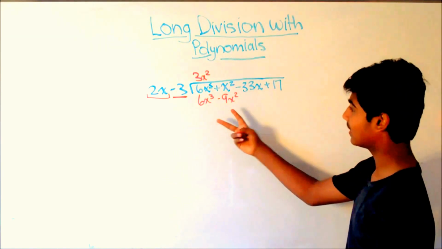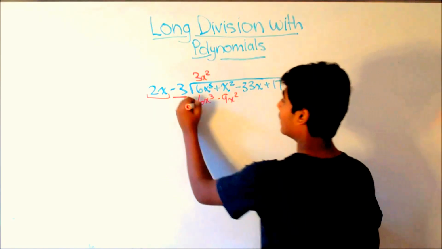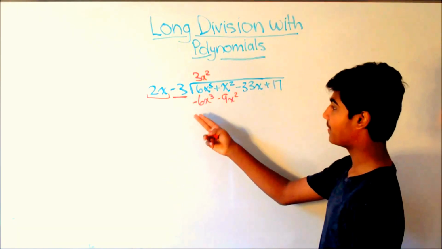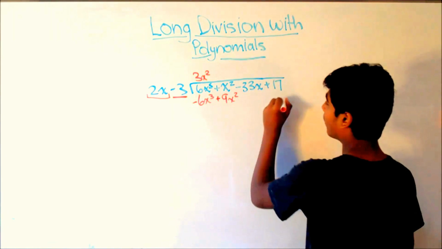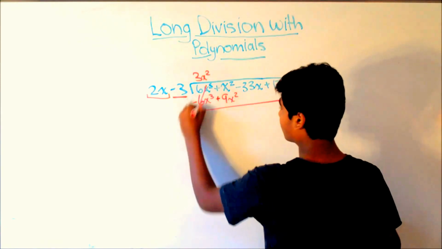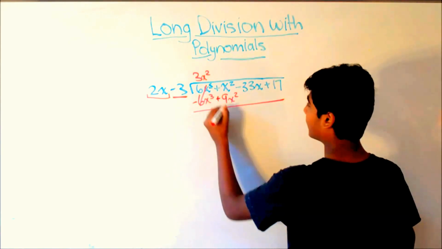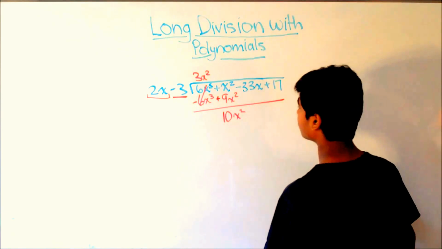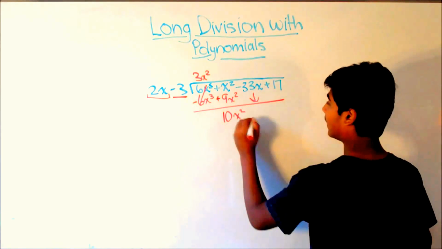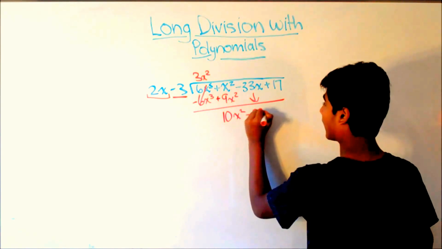But we have to change the signs because we're subtracting. Negative, positive equals negative, and negative equals positive. So, in total, this would cancel out, and then this would be 10x squared. Now we're going to take this one down, minus 33x.